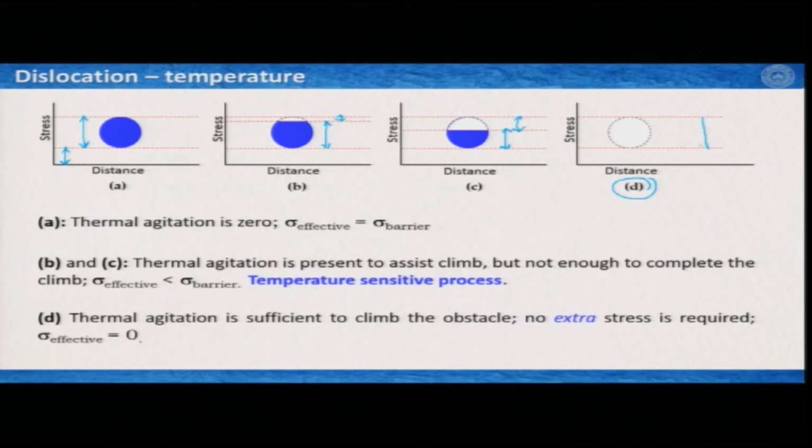However, in the case of D, this thermal agitation is absolutely fine to climb this obstacle. So, you do not need any extra stress to climb this obstacle. So, what we see here clearly is that if I have higher temperature, then movement of dislocation is much easier, and that can happen at high temperature.